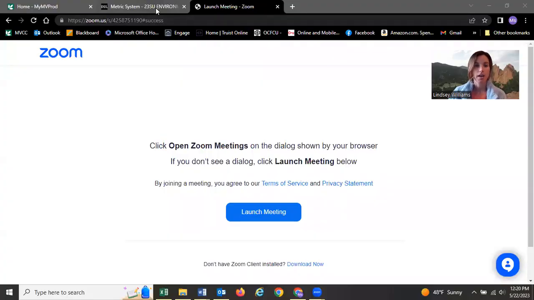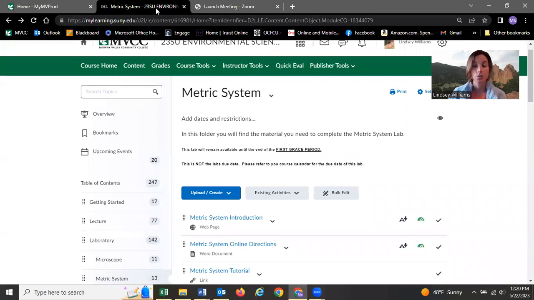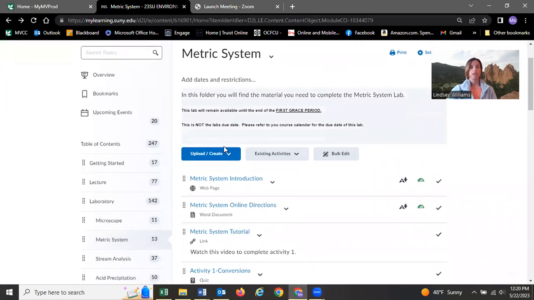Hello again. Today you are going to work on the metric system lab. So I am going to, of course, share my screen, but I already have a few things up. I think you probably know how to get into the laboratory folder from the course homepage. So I'm going to skip that step and we're going to go right to the metric system.